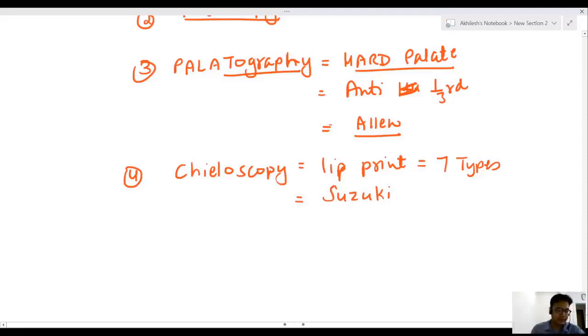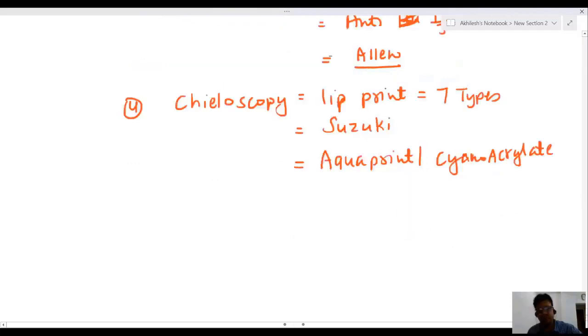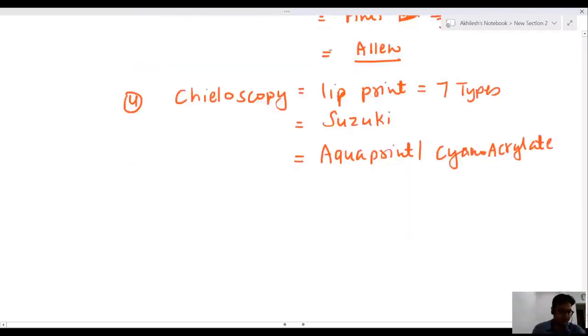There are 7 types of lip prints. There are aqua print and cyanoacrylate. These are 2 things which are used to stain lip print. With these we develop the lip print. Developers of lip prints are aqua print and cyanoacrylate.